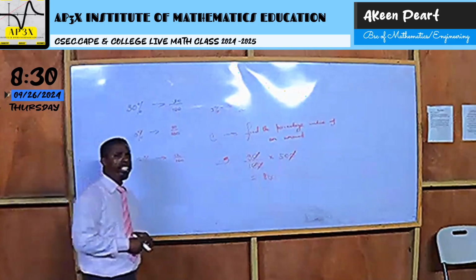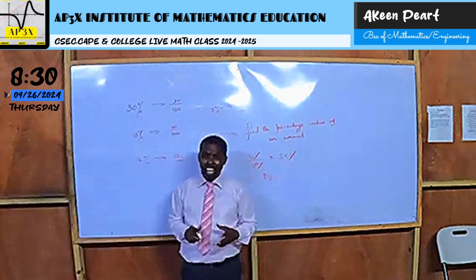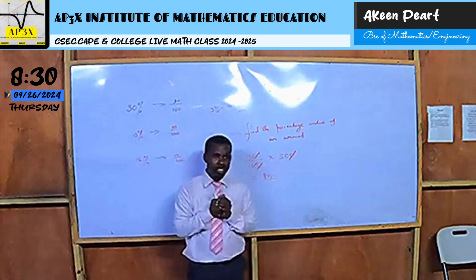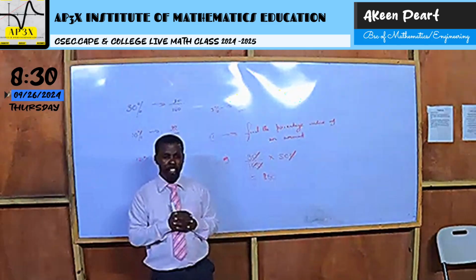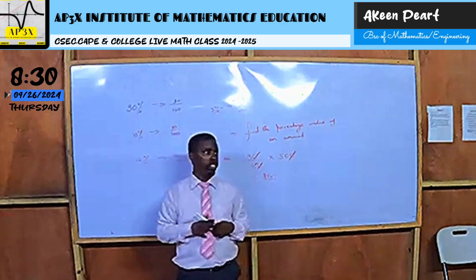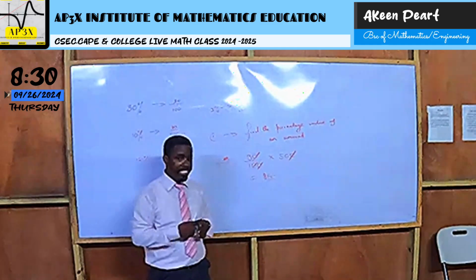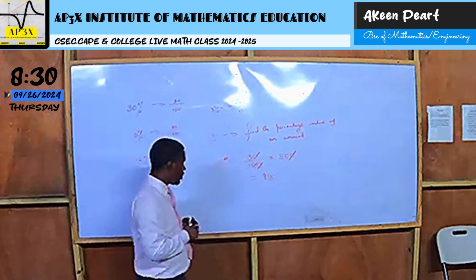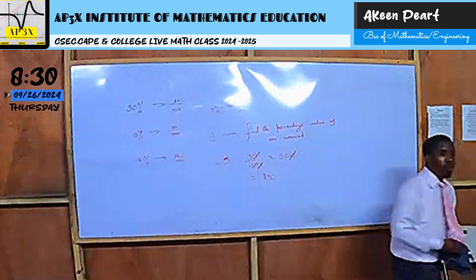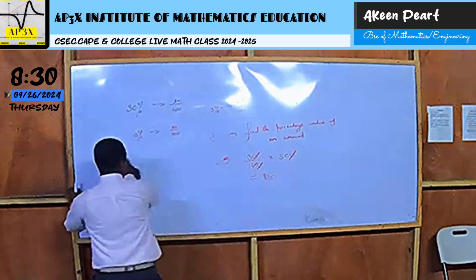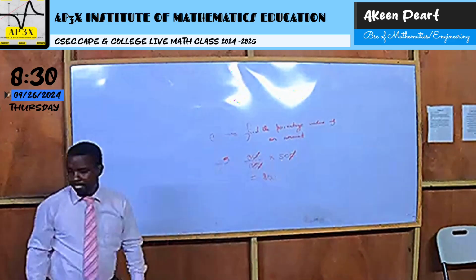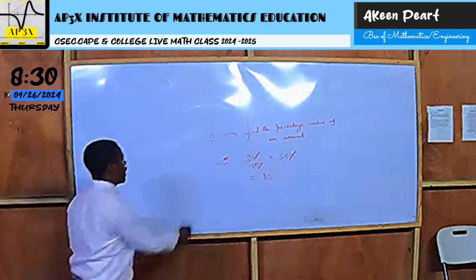Example number 2. What is 12.5, so that is 12 and 1 over 2, what is 12.5% of $1,600? There's a couple ways to do this. I'm going to show you both ways. I don't want to tell you which one I prefer, because me and you are two different people. But I'm going to show you both ways. Watch carefully.